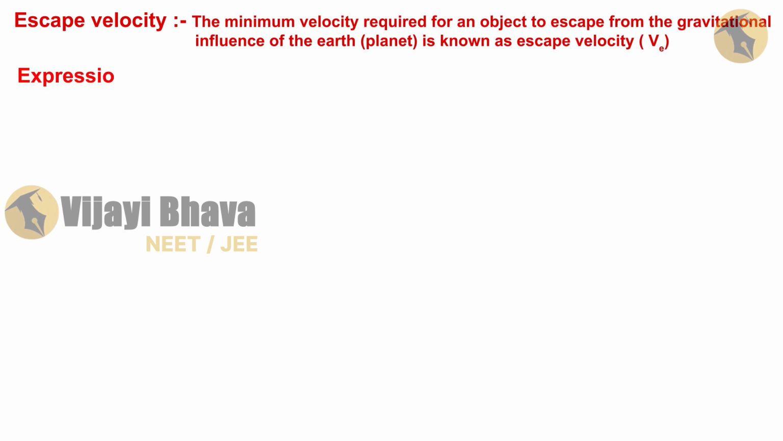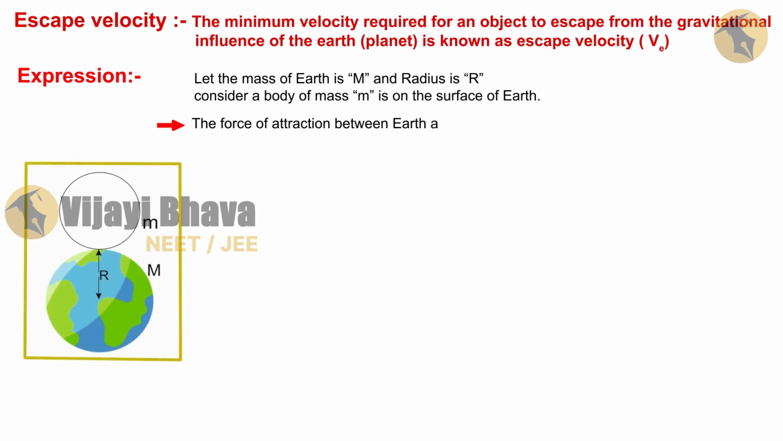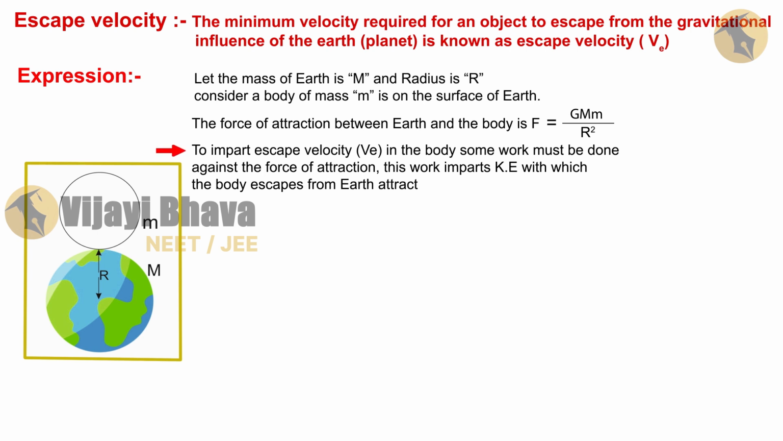Now let us learn the expression for this. Let the mass of the Earth be M and radius R. Consider a body of mass m on the surface of the Earth. The force of attraction between the Earth and the body is given by F = GMm/R². To impart escape velocity to the body, some work must be done against the force of attraction. This work imparts kinetic energy with which the body escapes from Earth's attraction and moves to a distance r. Kinetic energy is equal to the work done on the body.